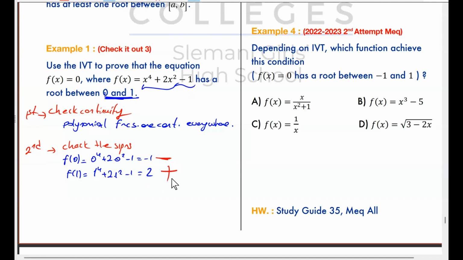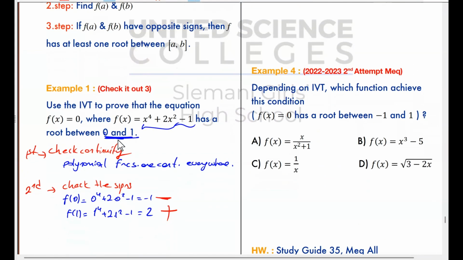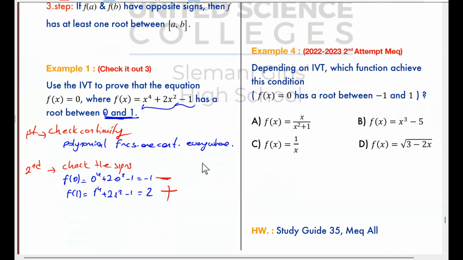So I have two opposite signs, just like this graph. One of them, f of a is negative, f of b is positive. So I'm sure that since it's a continuous function, there must be a root between them. There must be a value that makes the function 0. So this is how I do the proving.